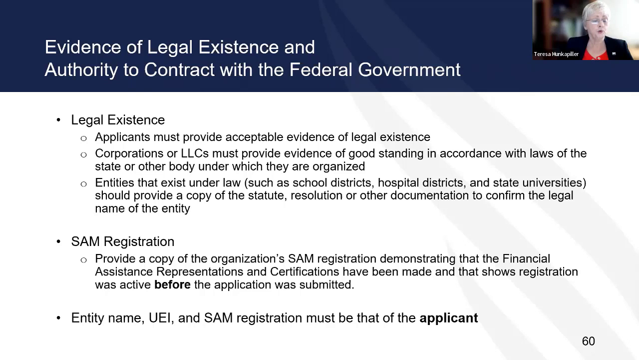SAM registration, you have to provide us with a copy of your registration. It has to be current, and you have to show us that the financial assistance representations and certifications have been made. That's where I showed you change that no to yes, and make sure that these are current and active prior to submitting your application. You will have to have your entity name, your UEI and SAM registration, and all of that will play into your submission in grants.gov.